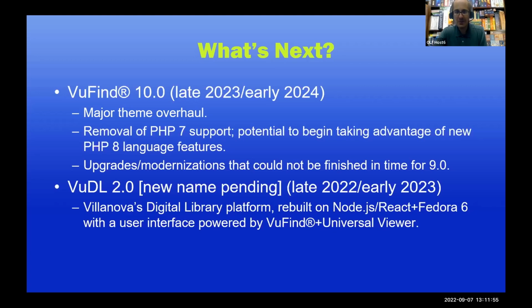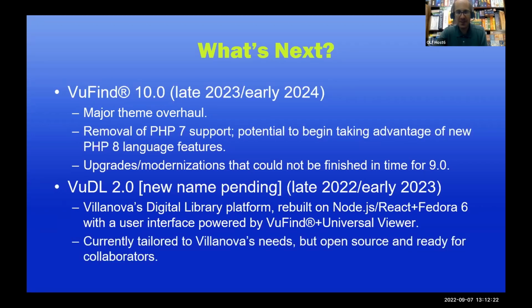So the new version of VuDL is built with a Node.js and React-based interface on top of Fedora 6. And the user interface is powered by VuFind with the universal viewer for displaying content. And because digital libraries are complicated Rube Goldberg machines, there are lots and lots of other tools in there for pipelines and whatnot. But it's a fully functional platform.